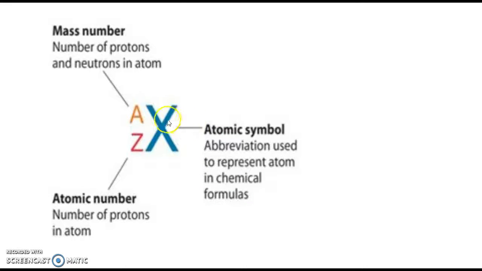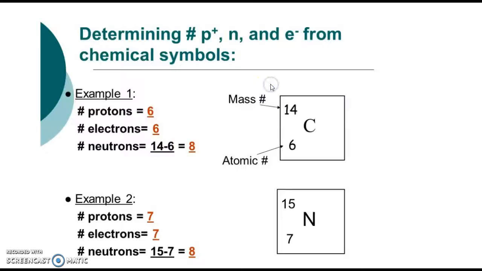Your atomic symbol, which is right here. So then determine protons and electrons from a chemical symbol. We have carbon, 6, 14. Protons are here, 6, electrons are 6, unless there's a charge. There would be a charge here, but since there's no charge, I know that it's a neutral atom. So 6 and 6, and then the neutrons is 14 minus 6, which is 8.